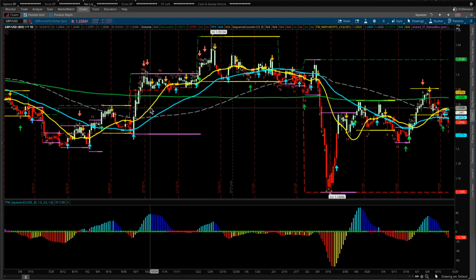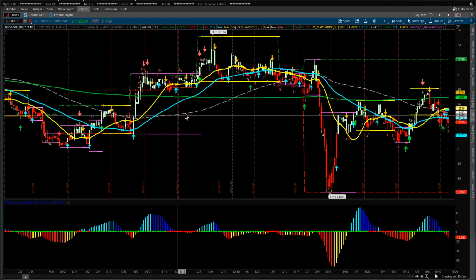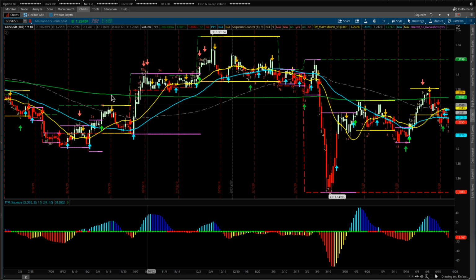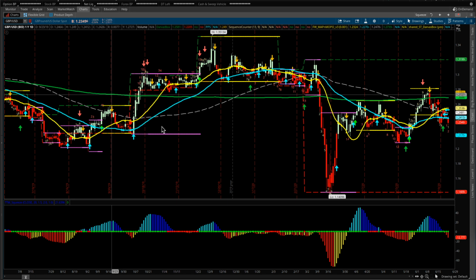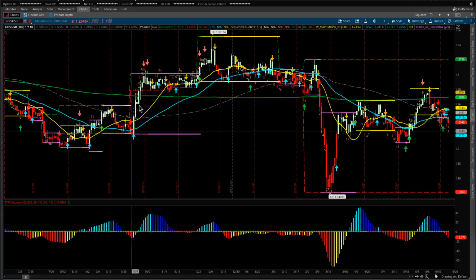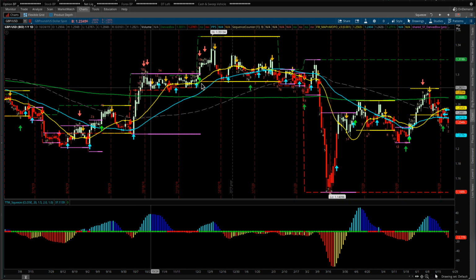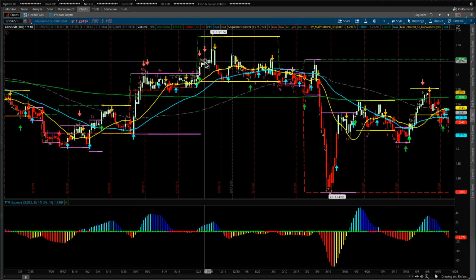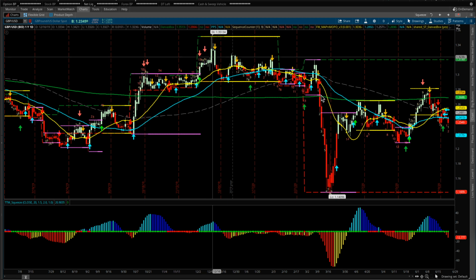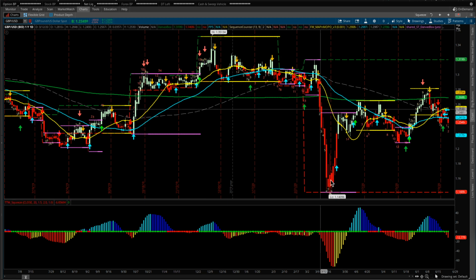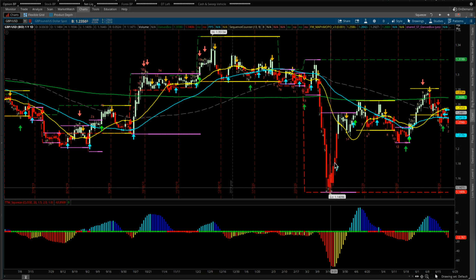The indicators on this chart are simple moving averages. The yellow one is a 20. This one is a 50, the gray one dashed is a 100, and the green one is a 200. The next thing I have is John Carter's trend indicator, where it highlights all the candles that are bullish or uptrending white, and if they're bearish, they're colored all red.